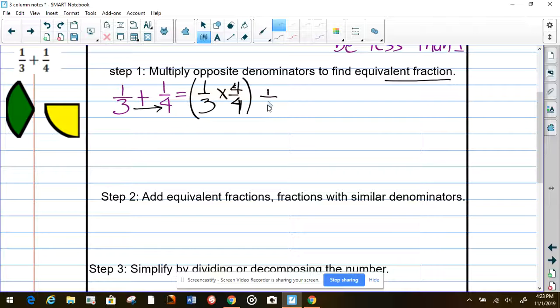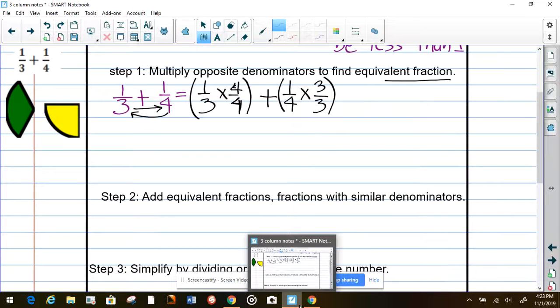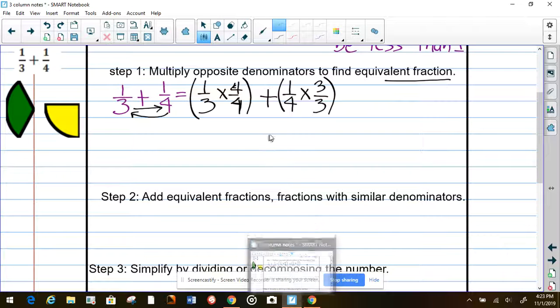Now we're going to write the plus symbol. Now we're going to multiply 1/4 by the opposite denominator, which is 3. And we're going to do the same thing to the numerator and the denominator, so that won't change the value of the fraction. So now let's do the multiplication.